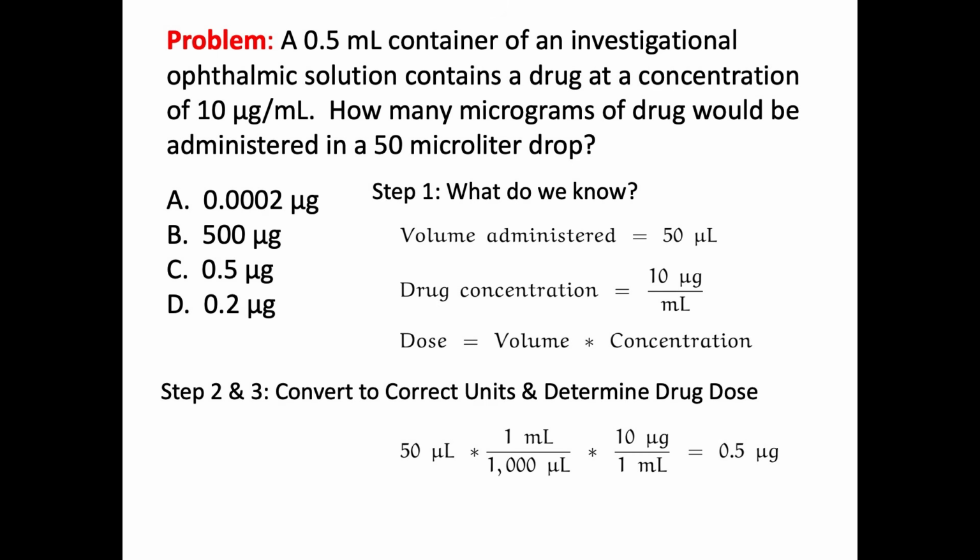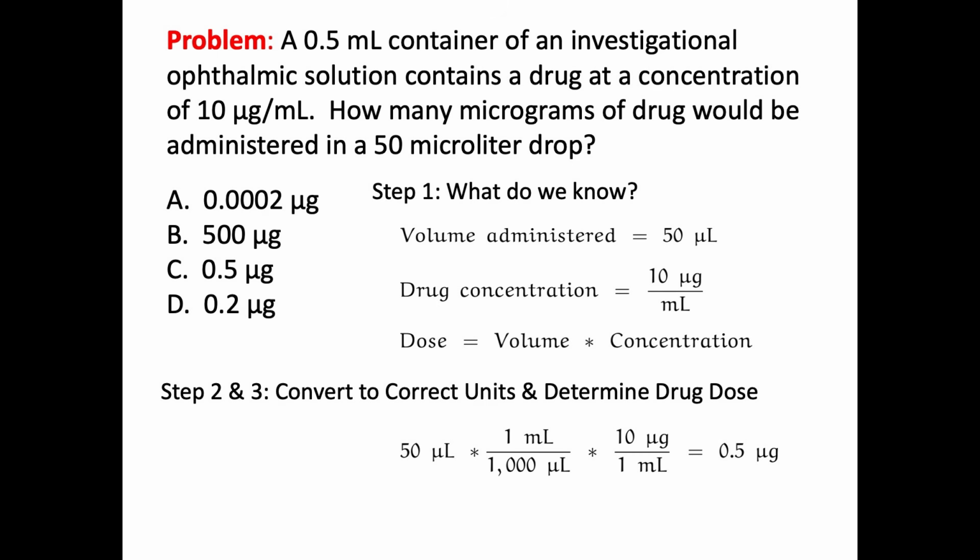The only trick here is the fact that our drug concentration is in micrograms per milliliter, but our volume to administer is in 50 microliters. So we need to keep that in mind. With dimensional analysis, though, we can do this all as just a single formula. So let's start with our volume. We're going to take our volume times our concentration.